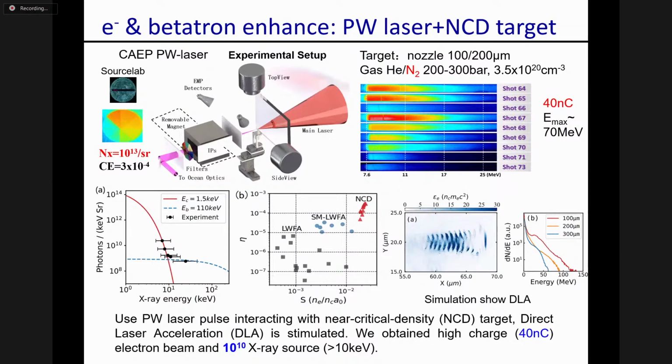Of course, if we choose a higher density plasma, for example, the near critical density plasma, it seems the conversion efficiency is not so high, and the electron charge becomes lower. That means maybe we need to continuously increase laser intensities, and this target density actually is too high.